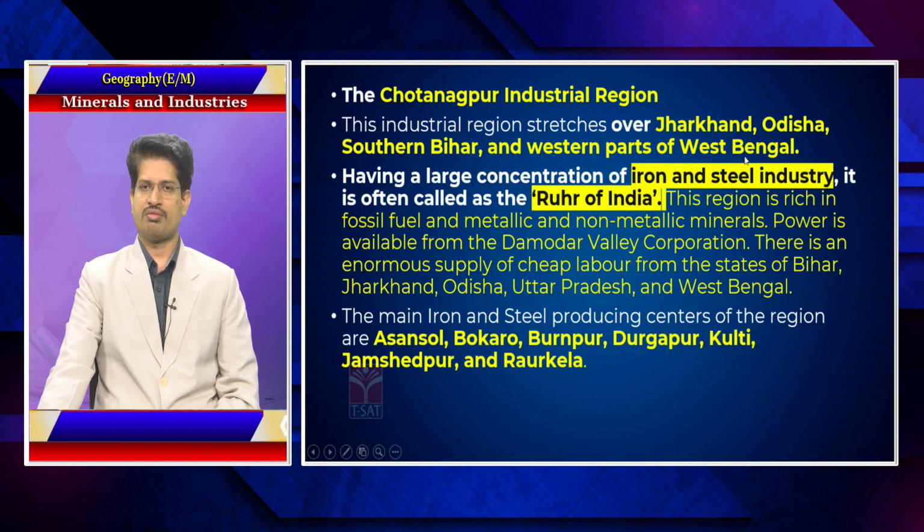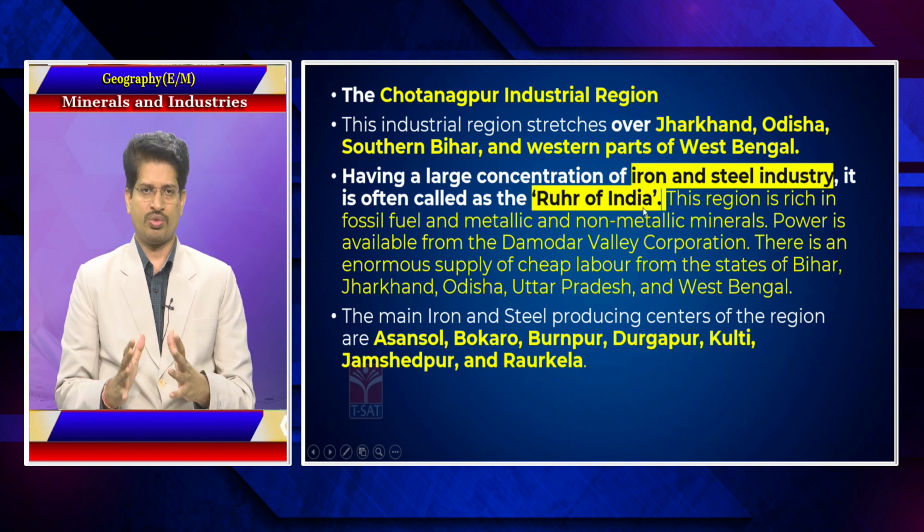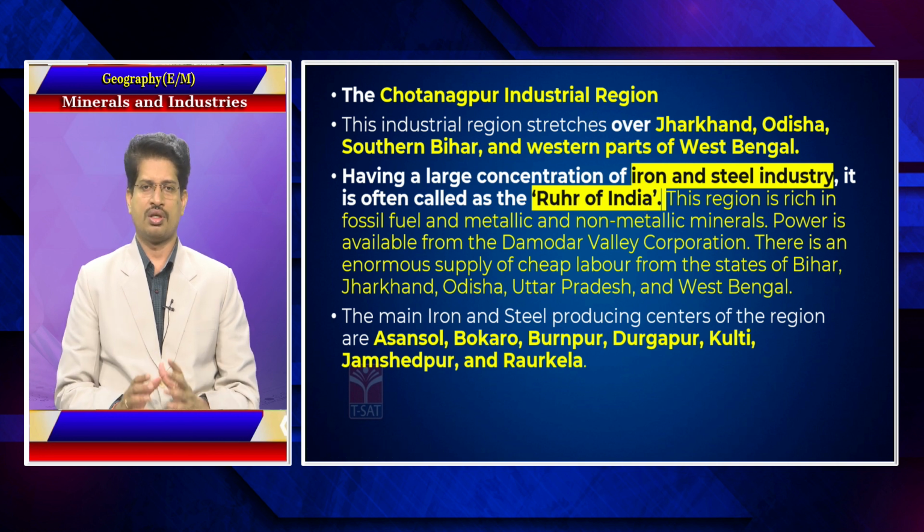Next is the Chota-Nagpur industrial region, which is the region of Jharkhand, Odisha, southern Bihar and the western part of West Bengal. So, this constitutes the Chota-Nagpur plateau region we are talking about. It has got natural resources, as I have mentioned in the case of the mineral belt. Because of this reason, we have got iron and steel industries. This region is known as the Ruhr of India. You may get an objective question. The Ruhr of India has a secondary name, the Chota-Nagpur region.